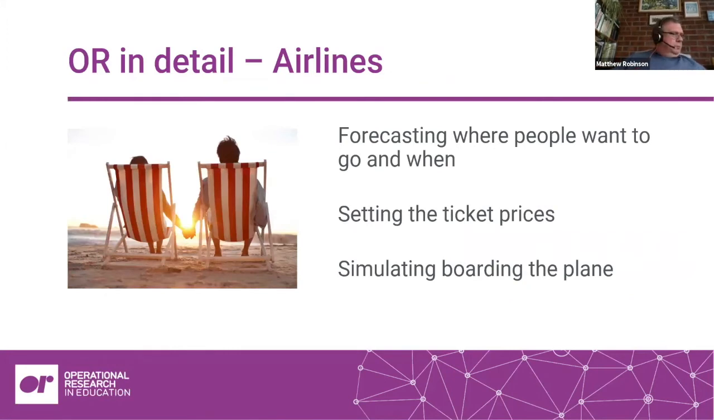Another example could be airlines: where people want to go, and when. Hopefully we'll all be going somewhere fairly soon on an airline, but airlines are interested in where people want to go and when they want to go. Airlines do a lot of work on ticket prices. How expensive or how cheap should they sell their tickets? You could say that's just simple supply and demand: the more people that want to go somewhere, the higher they put the tickets.